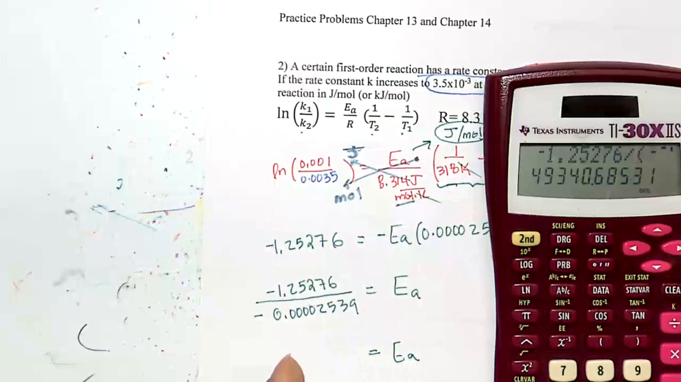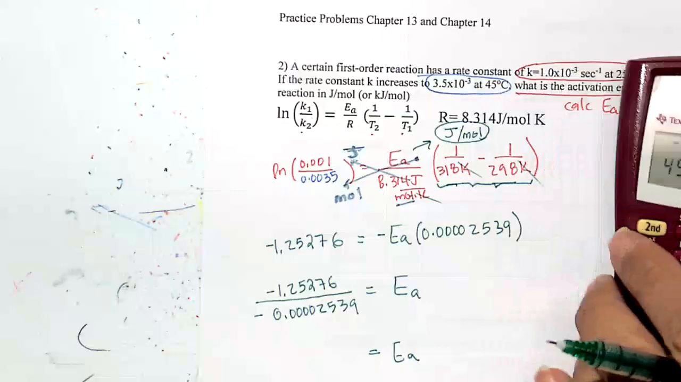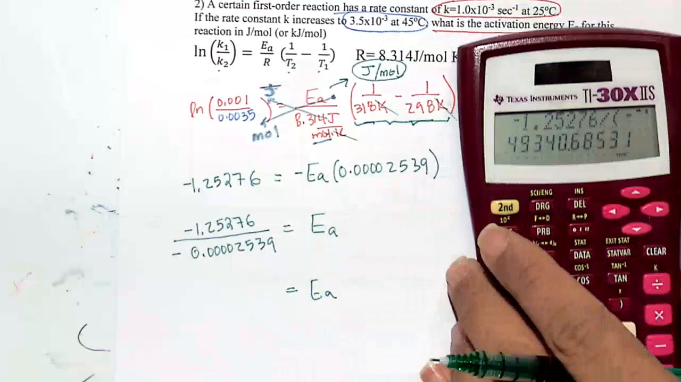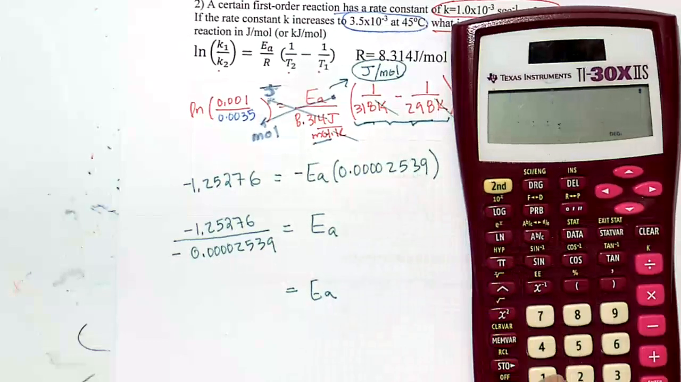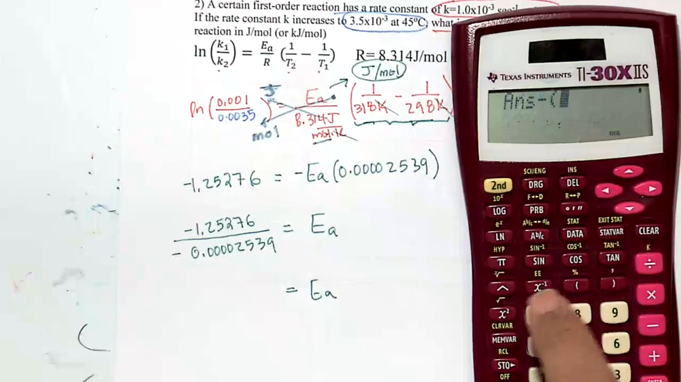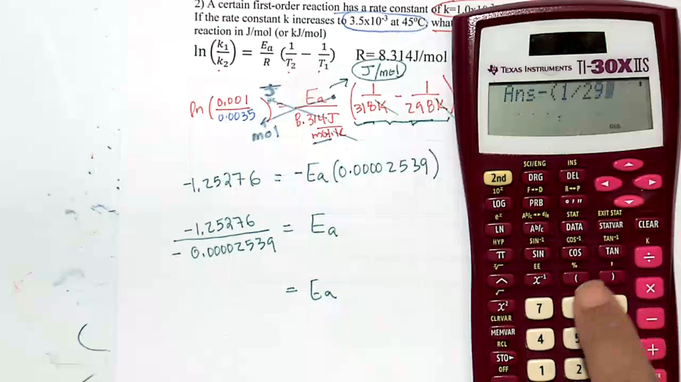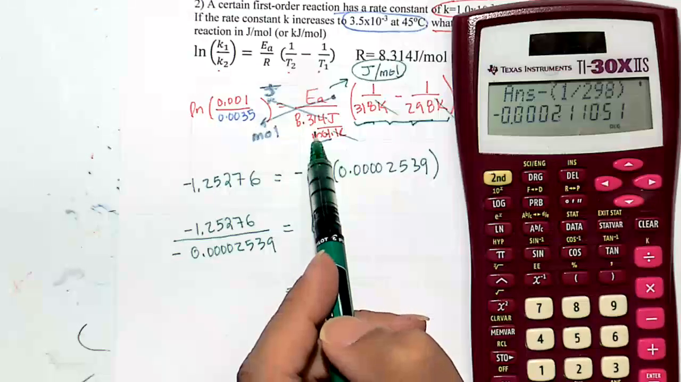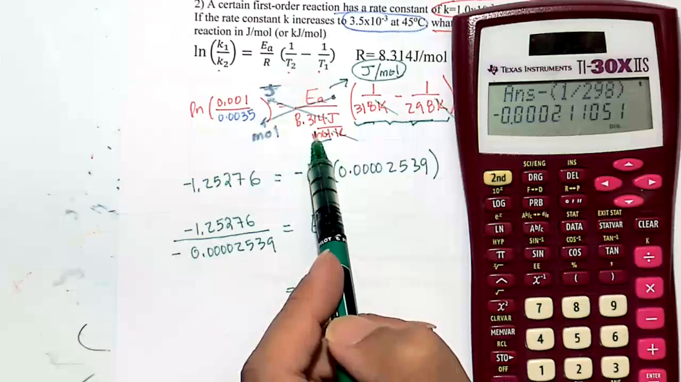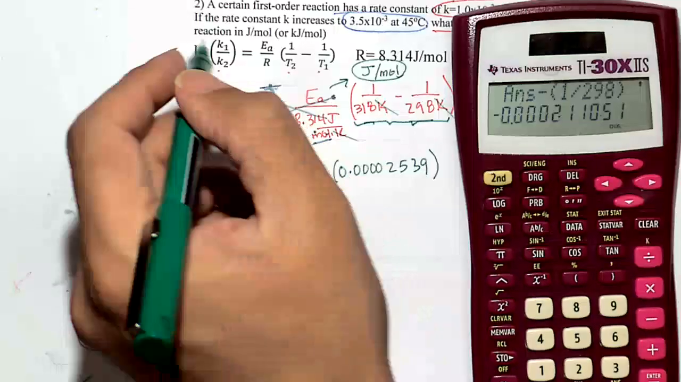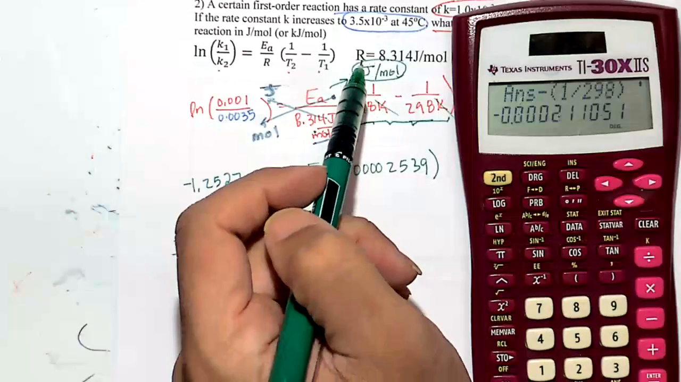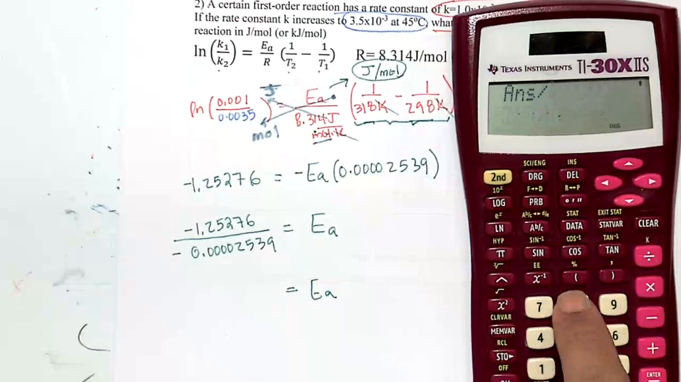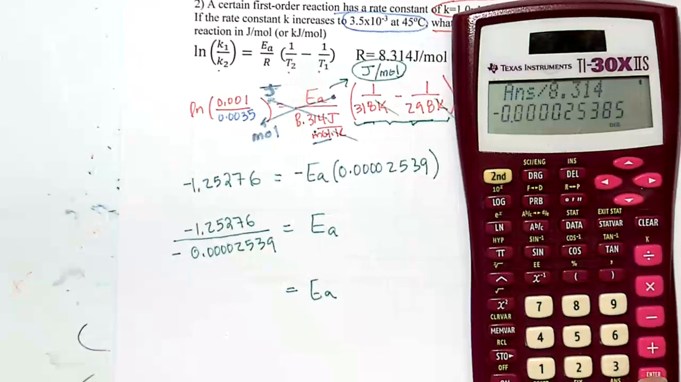I somehow got lost to get the 0.0002. It's not like 1 over 318 minus 1 over 298. So that's this, and then we're going to divide it by 8.314. I think you may have forgotten to divide by 8.314 according to the formula, right? So I'll give you the formula and the constant. Let's double check and see if I am correct.